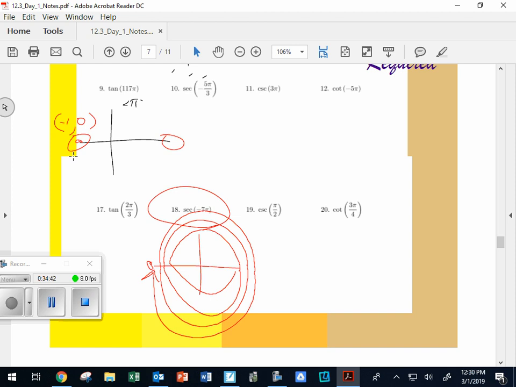And 117 pi, for example, some of you might be annoyed by that, but if you think about it, you start here at 0 pi, and you count by pi's. You get 1 pi puts me over here, and 2 pi would put me back here.